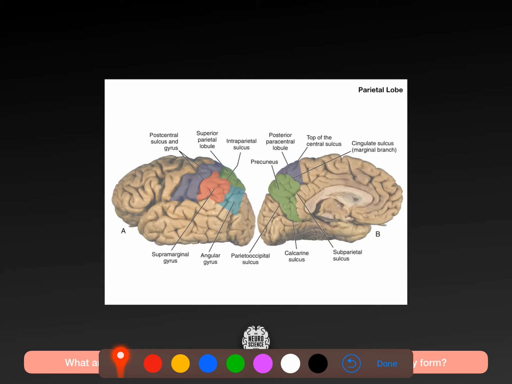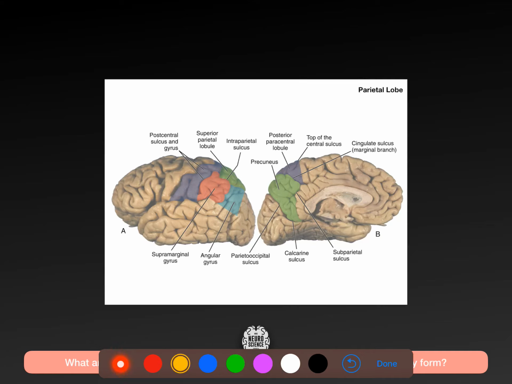So, posteriorly, we have the central sulcus, we have the postcentral gyrus and sulcus, we have the superior parietal lobule, we have the supramarginal gyrus and the angular gyrus. If you need to find Brodmann's 40 or 39, follow the lateral sylvian fissure and follow that superior temporal gyrus, like so.